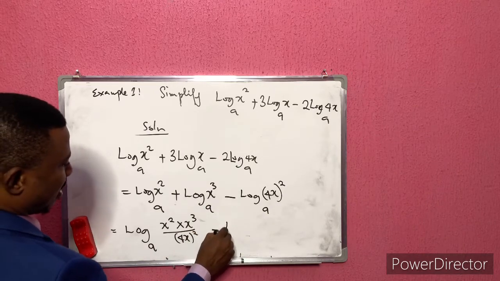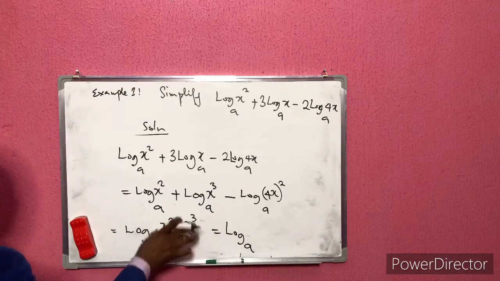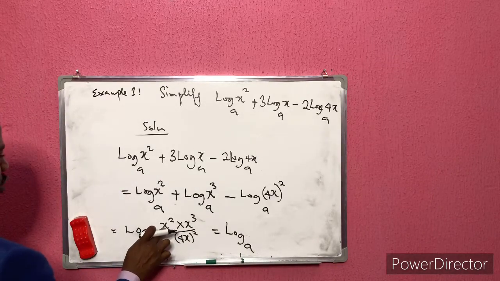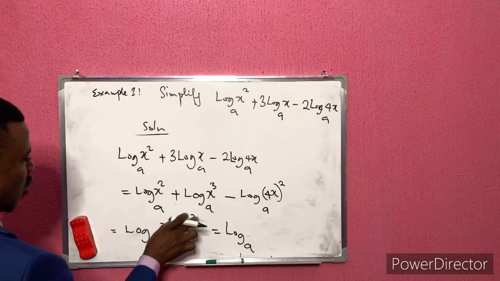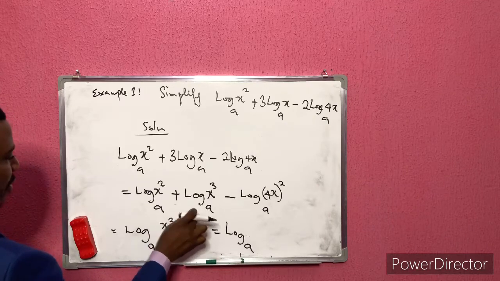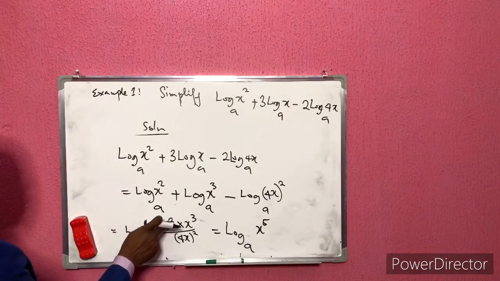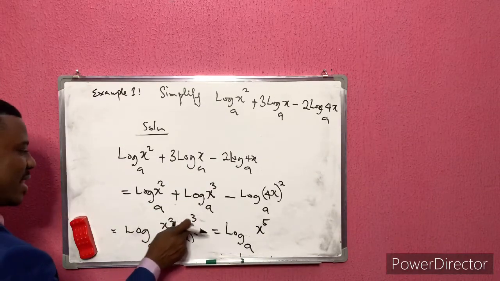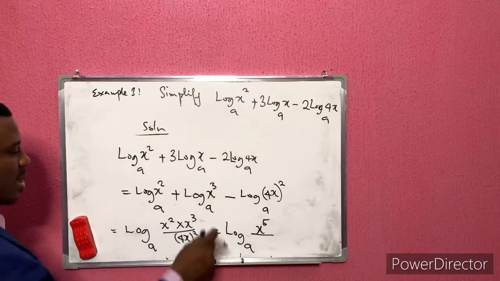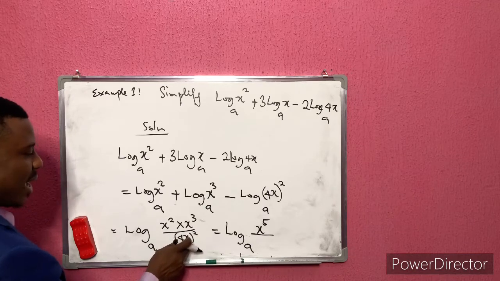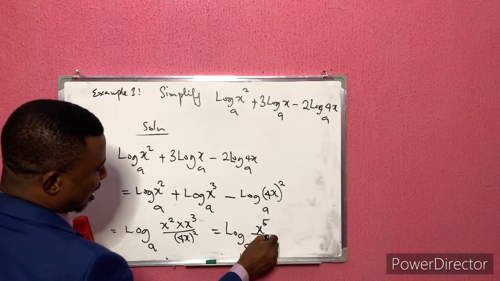So we have log base a. Let's work this out. x squared multiplied by x cubed. The bases are the same, x and x, so we add up the powers. You now have x raised to the power 5, because 2 plus 3 is 5, since the bases are the same. All over 4x all squared, which means 4 squared times x squared. 4 times 4 is 16, so 16x raised to the power 2.